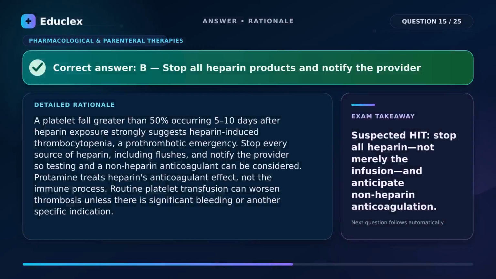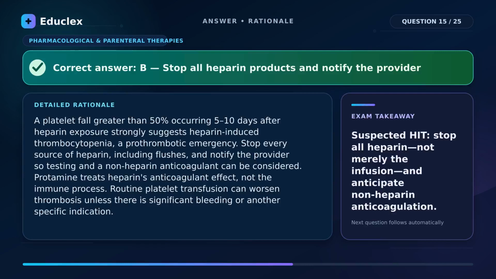The correct answer is B, stop all heparin products and notify the provider. Here is the rationale. A platelet fall greater than 50% occurring 5 to 10 days after heparin exposure strongly suggests heparin-induced thrombocytopenia, a prothrombotic emergency. Stop every source of heparin, including flushes, and notify the provider so testing and a non-heparin anticoagulant can be considered.